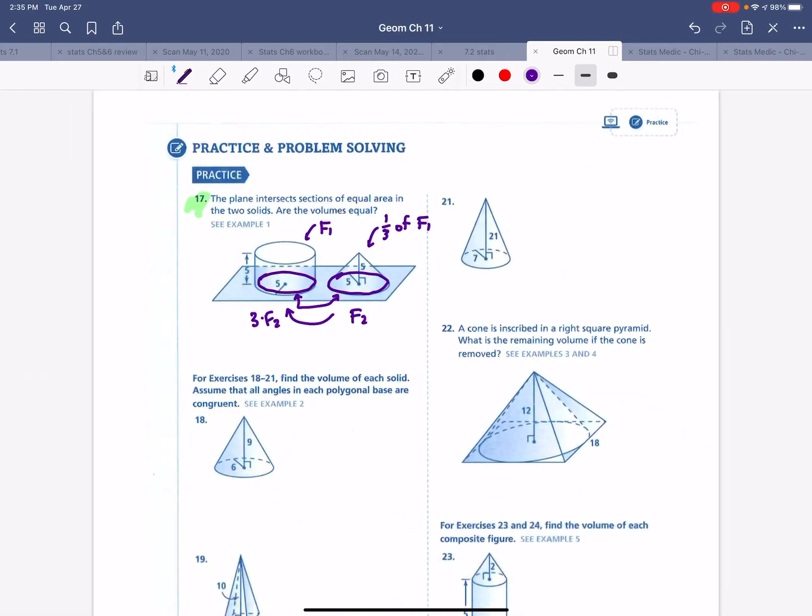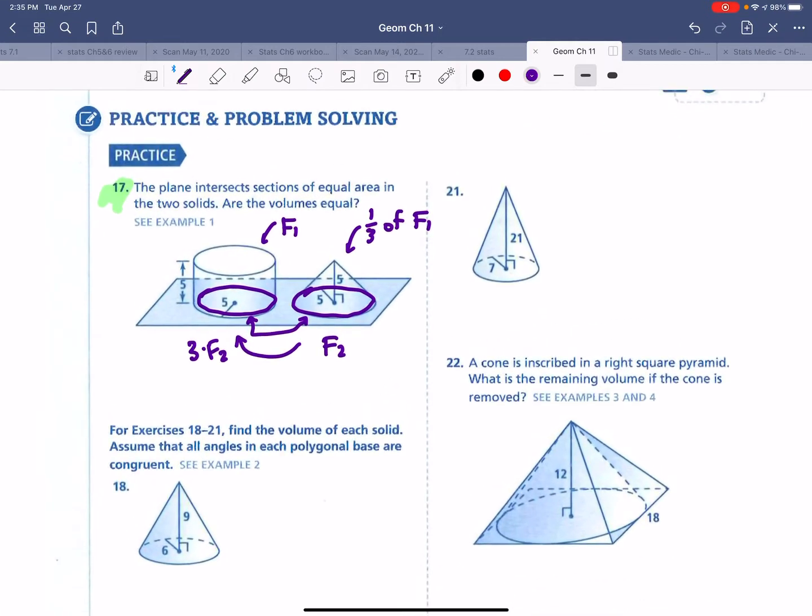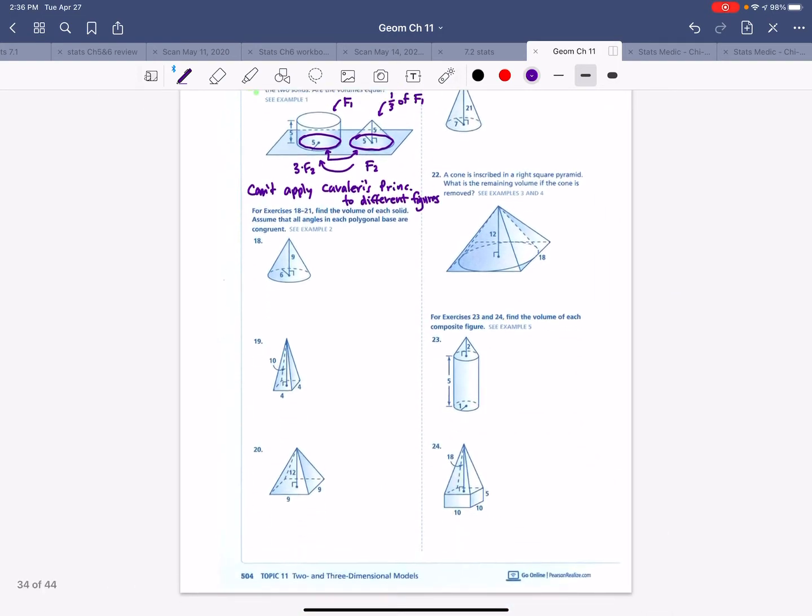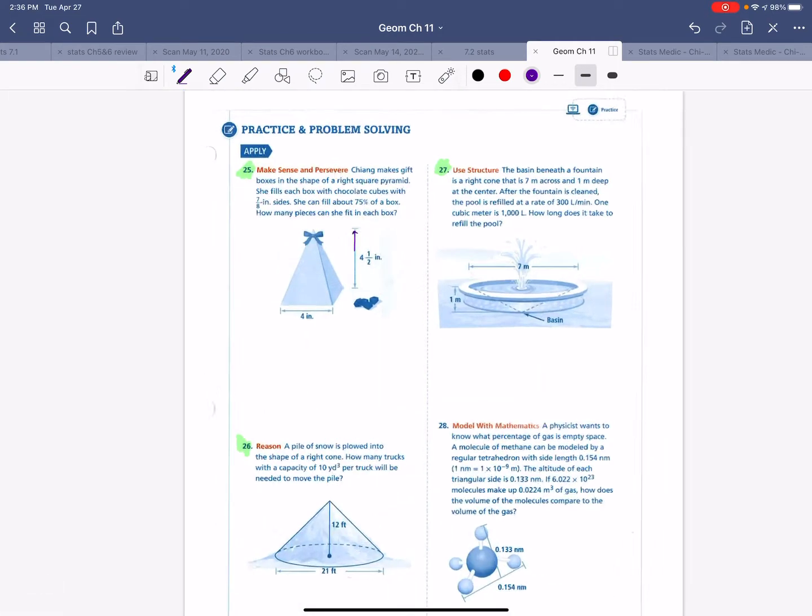Cool. So this goes to the question of can we apply Cavalieri's principle to different shapes? And the answer is no. We can't apply Cavalieri's principle to different figures. Just because one cross-section is the same, it has to be the same cross-section throughout.